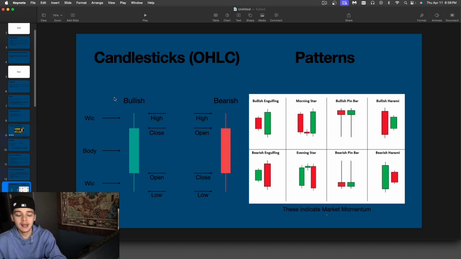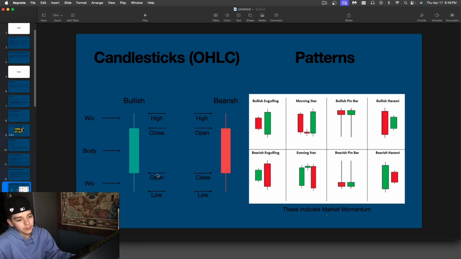Candlesticks. This is the last section for our basics. Candlesticks, OHLC. O stands for the open of a candlestick. So we're here or here, depending on what kind of candlestick we got. So we have a bullish and a bearish candlestick. Our open would be here on a bullish. Our high would be here on a bullish candlestick. Our low would be here, and our close will be here on the candlestick.